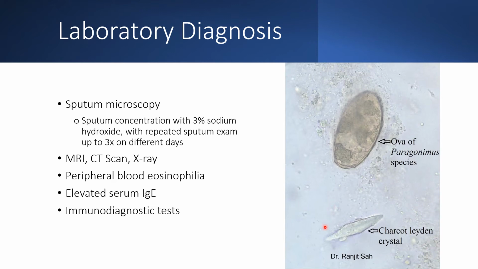So definitely if you get infected with Paragonimus westermani, which is a parasite, there will be eosinophilia. That's why you have peripheral blood eosinophilia. Okay? So you can also check for any lung lesions under X-ray, MRI, CT scan. Serum IgE is elevated, and we can also perform immunodiagnostic tests, such as the immunoblot assay, to detect the antibodies of P.